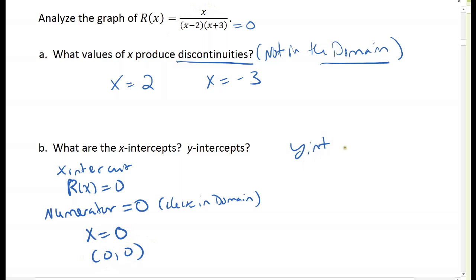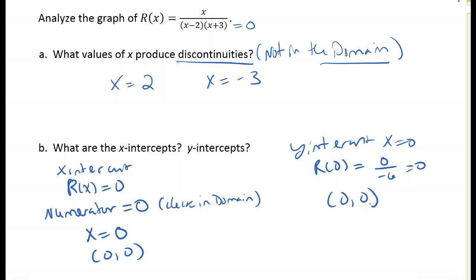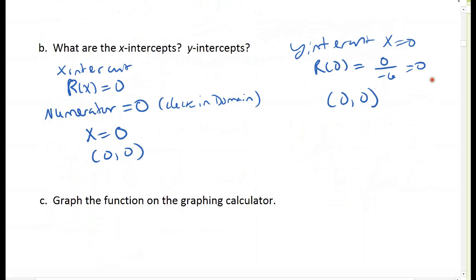Now the y-intercept is the easier case. That's when x equals 0, so we see if we have a 0. In this case, it's going to give me 0. And so (0, 0). My x-intercept and y-intercept are the same. Whenever it crosses the origin, it's always both an x and a y-intercept, because that's where my x-intercept hits my y-intercept.